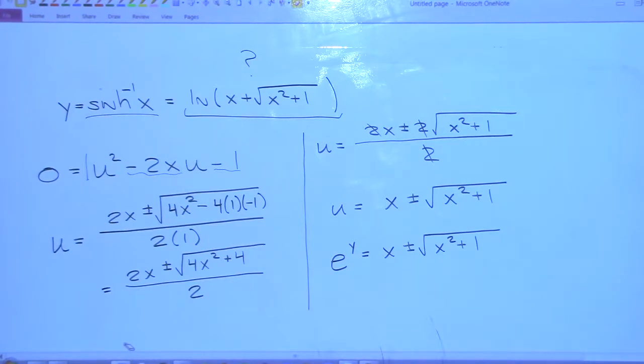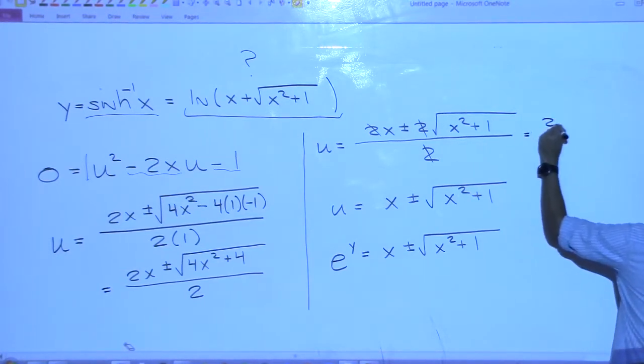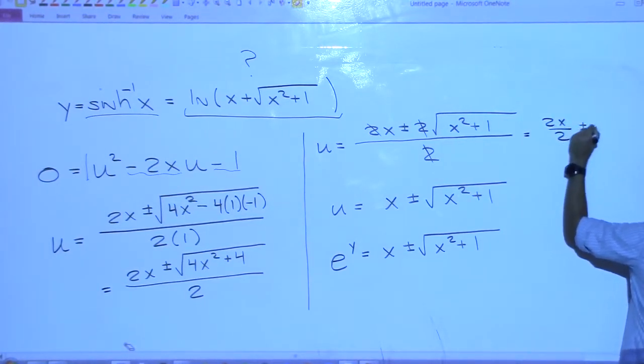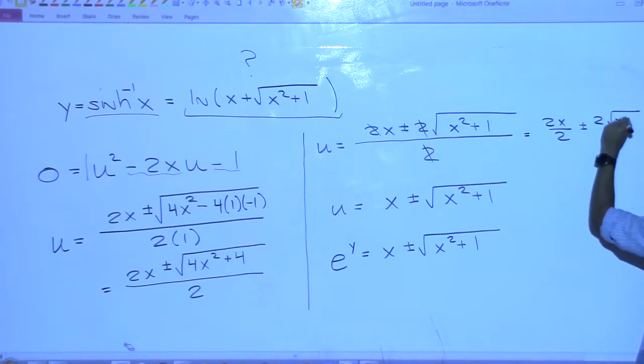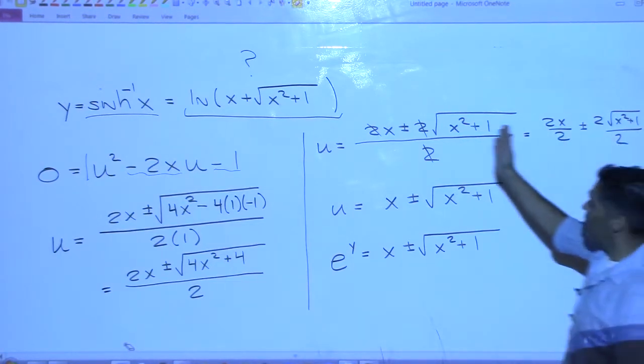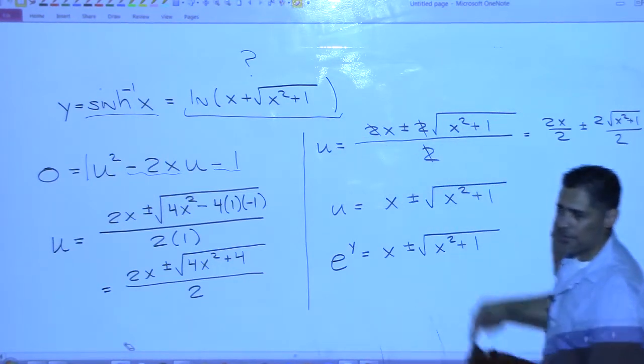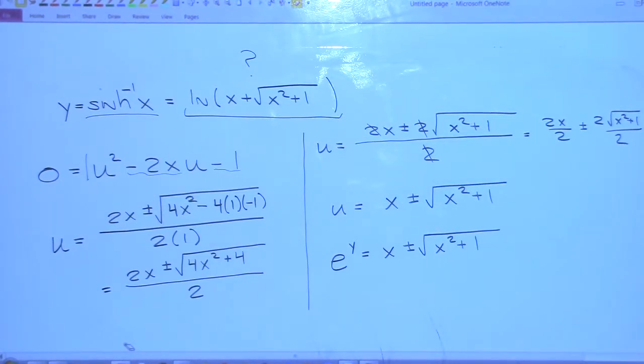I was under the impression when you have an addition or a subtraction, you can't cancel out like that. No, it's okay. Because this would be 2x over 2 plus or minus 2 root x squared plus 1 over 2 if you split it, right? And then you could cancel. You can also do it as factoring out a 2 from the top and then cancel. Yeah, there's a couple of different ways to approach that.